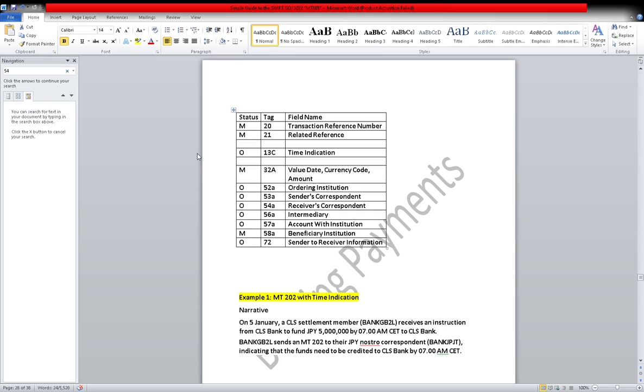Network rule: if field 56A is present, then field 57 must also be present. Logical, right? 56A is the intermediary agent. If 56A is present, then field 57 must also be present. Then what is 57? Account with institution. They are saying that if an intermediary is present, then the receiver bank with account should be present. That's one of the rules mentioned here.